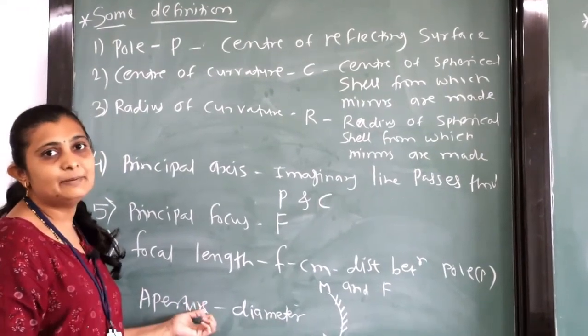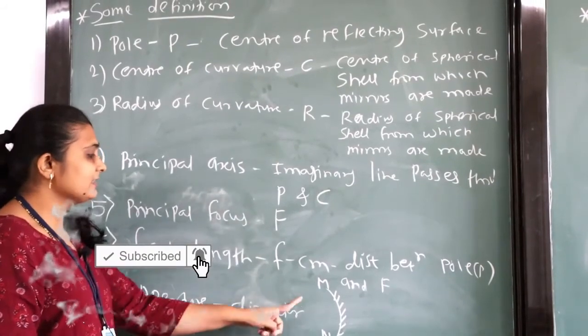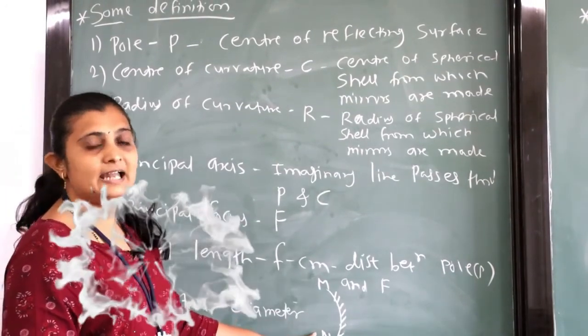And the last one is the aperture. The diameter of the mirror is called the aperture. In the figure, MN is the aperture.